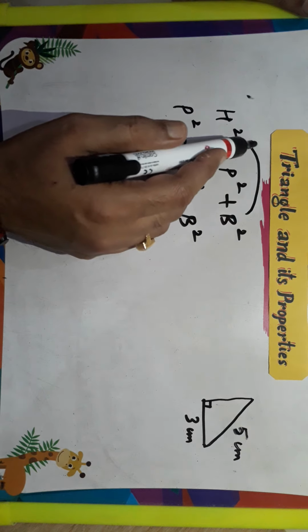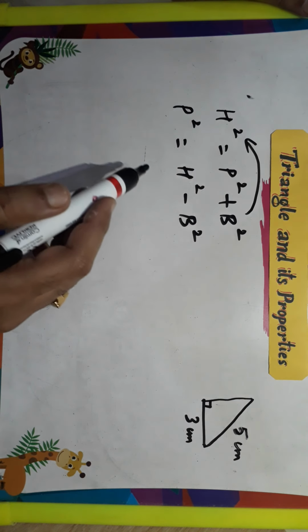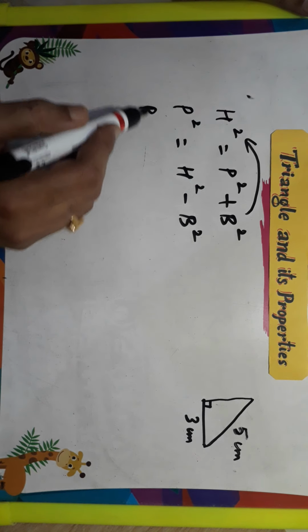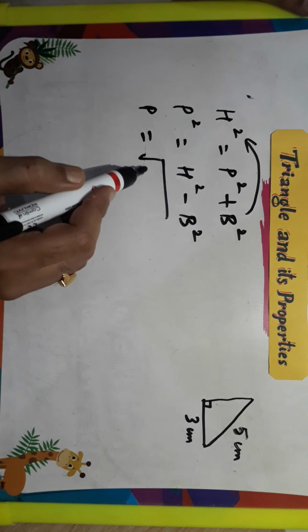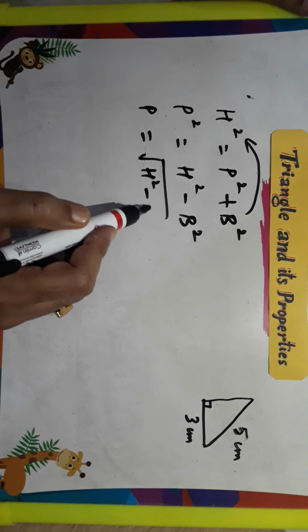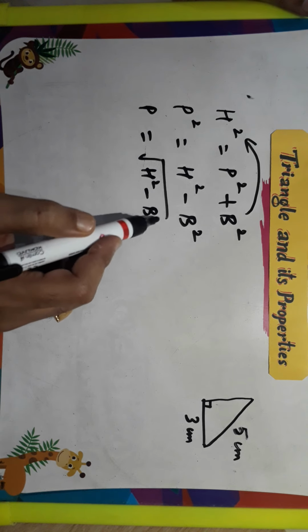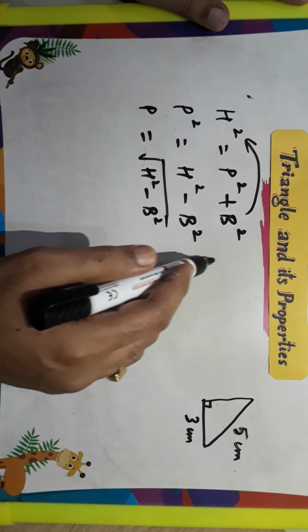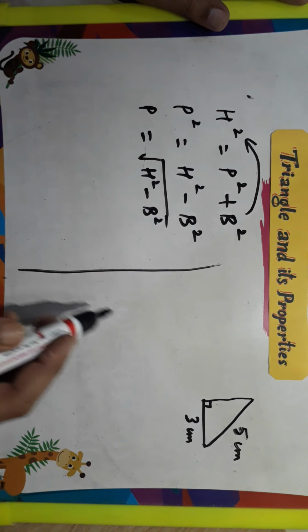Why? Because this is shifting, it is getting transposed, so the sign will change, and thus perpendicular will be equal to under root hypotenuse square minus base square. So in this way also you can find the result of this. Let me show you how you can solve it using both ways.